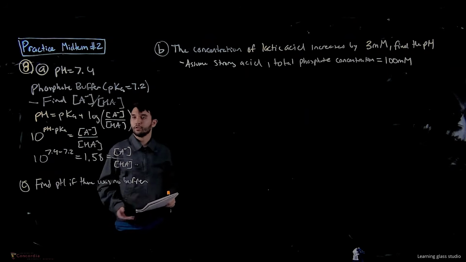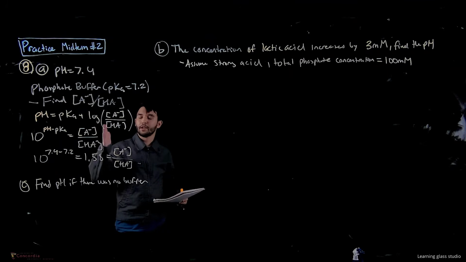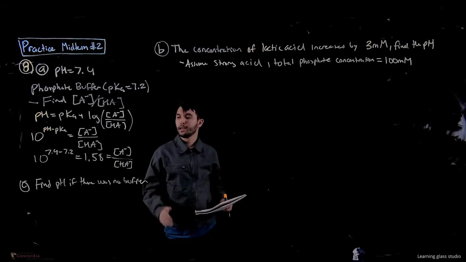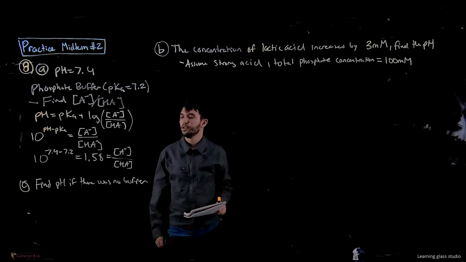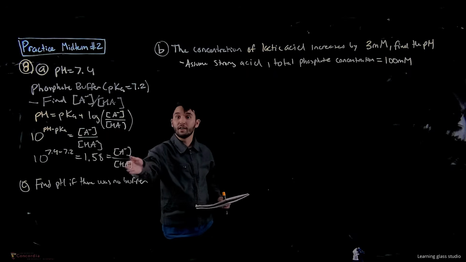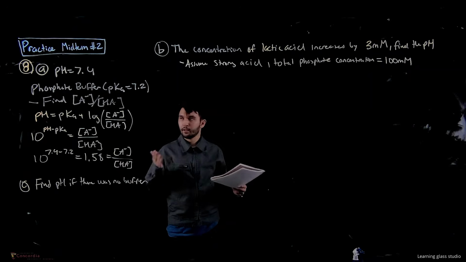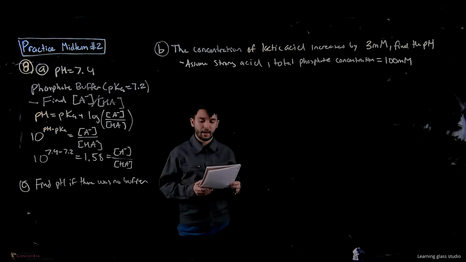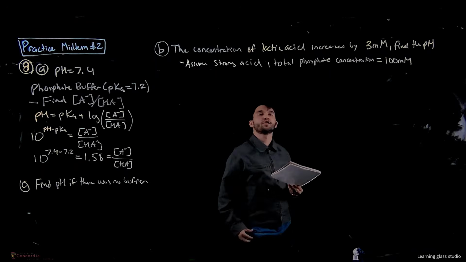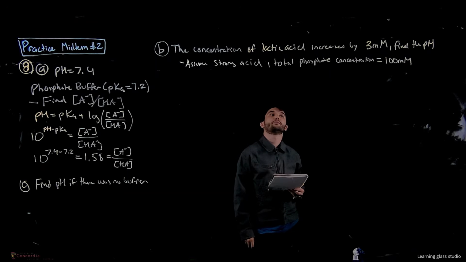Simple enough. So does this make sense? So our pH is more basic than the pKa. So if the pH is higher than the pKa, we expect to see more conjugate base than we do of the acid, and that's what we see. We have a ratio above 1, meaning we have more conjugate base, thus the pH is a bit higher than the pKa. All right. Part 2, or part B, the concentration of lactic acid increases by 3 millimolars.